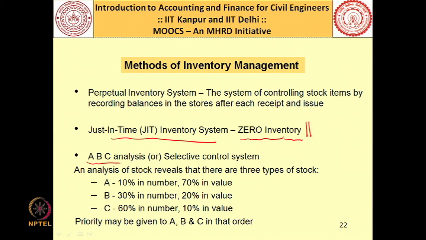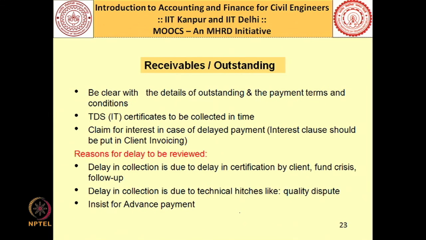Then you have ABC analysis, which is also quite useful. If you classify different materials in a construction company, you will find that the A type of items will be very few, hardly 10% in number, but they would take about 70% of your stock value. B would be about 30% in number and would occupy about 20% of your stock value. And there is C, which will be about 60% in terms of volume or number, but will be of very low value. So, you have to set your priority in terms of A, B and C to make sure that your inventory is properly managed.